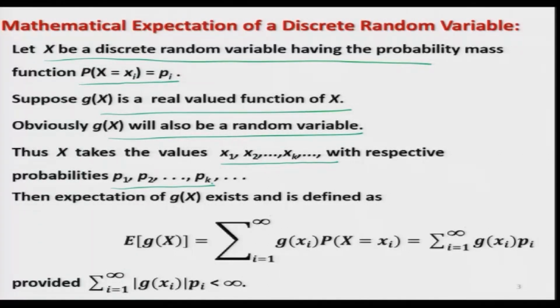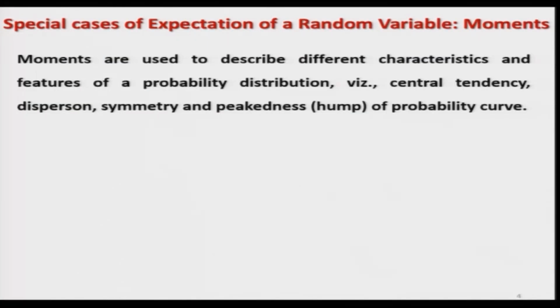Then in this case the expected value of g(x) exists, and it is defined as the expected value of g(x) equal to the summation i goes from 1 to infinity g(x_i) probability of X equal to x_i, which is equal to the summation i goes from 1 to infinity g(x_i) p_i. This holds provided this summation exists, for which we have a condition that the summation i goes from 1 to infinity of the absolute value of g(x_i) times p_i is finite. Right. So, now we have got these definitions of the expectation of a random variable.